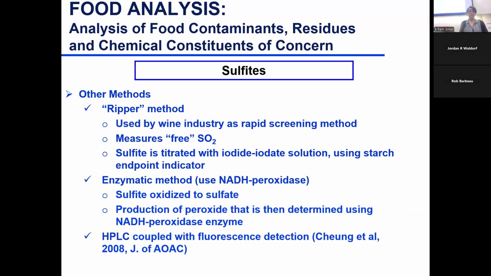There are other methods that I'm not gonna go through in detail, but you will hear about them somewhere else. Ripper, enzymatic method. You can also use chromatography with fluorescence detection. And that HPLC with fluorescence is an approved method by AOAC.